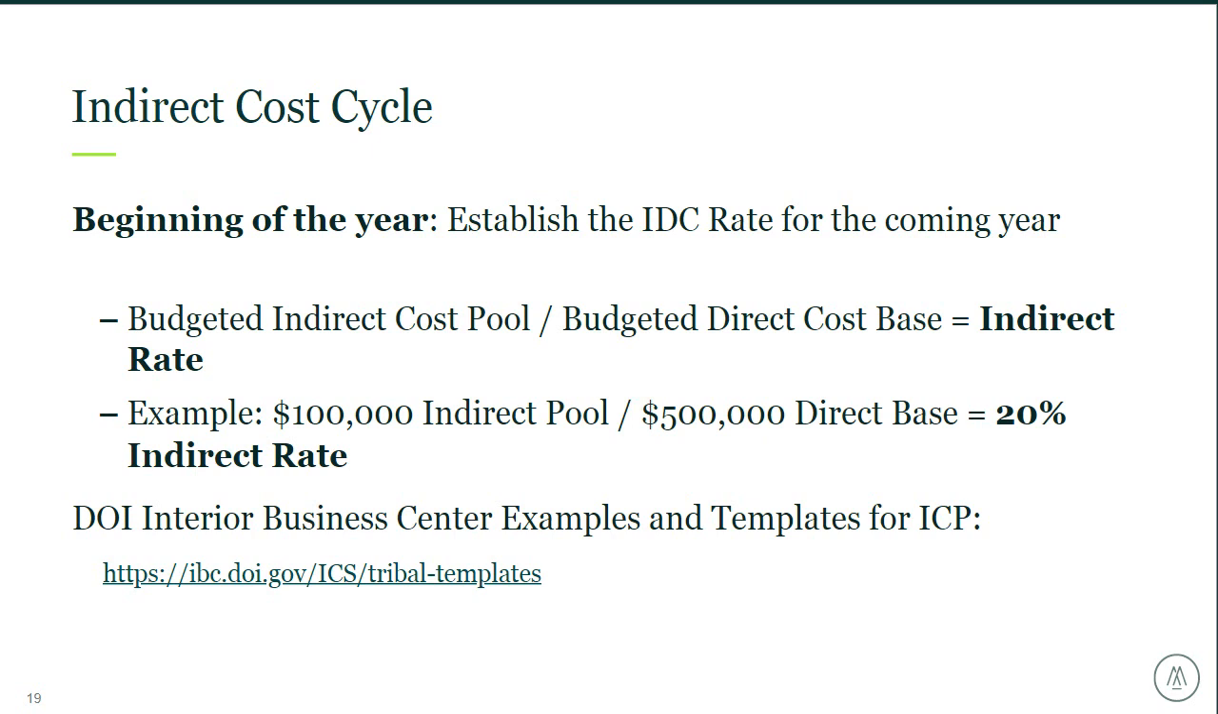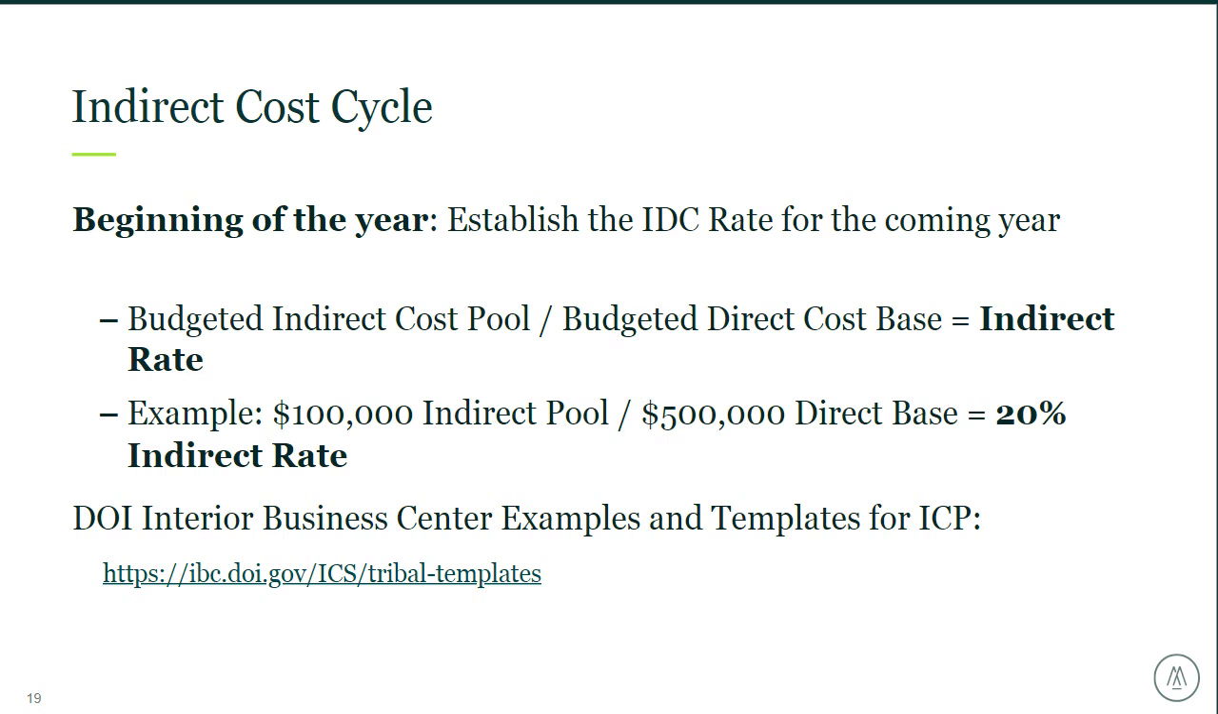And to put together this rate, you have examples on the Interior Business Center, which is the agency that you negotiate your rate with. It's a Department of Interior agency. They have examples and templates for the indirect cost proposal on the website that's listed here. They also have a sample proposal, so you have something to base it off of if you're starting out and you've never done an indirect cost proposal before.